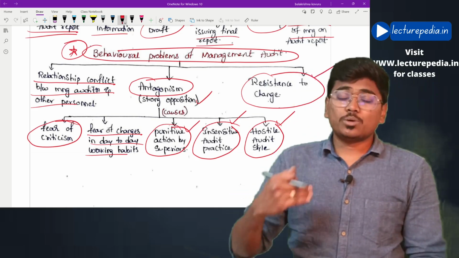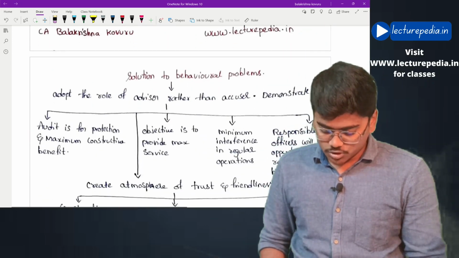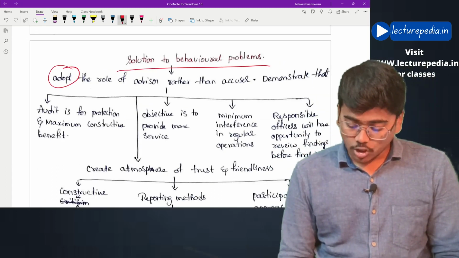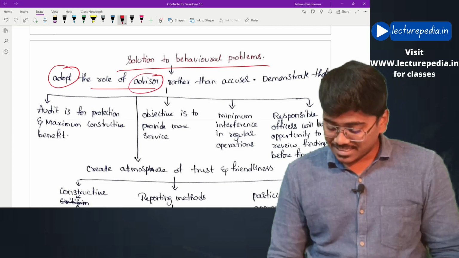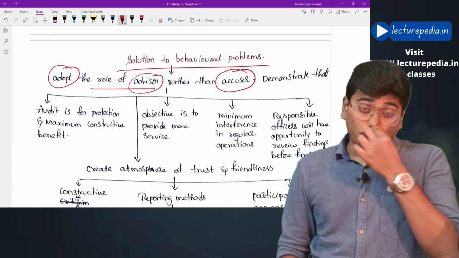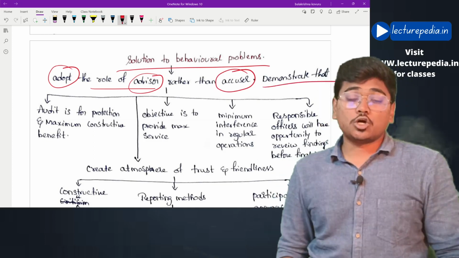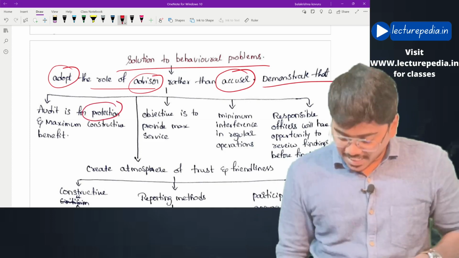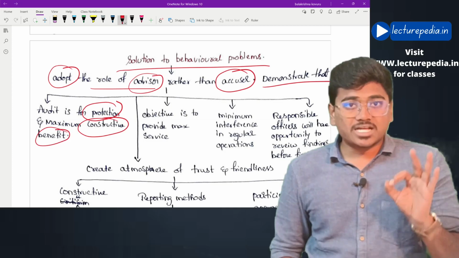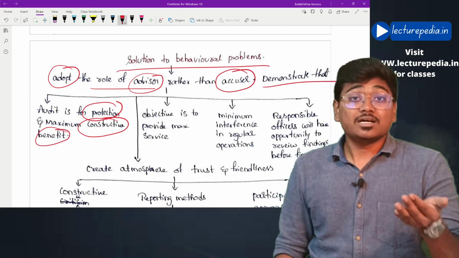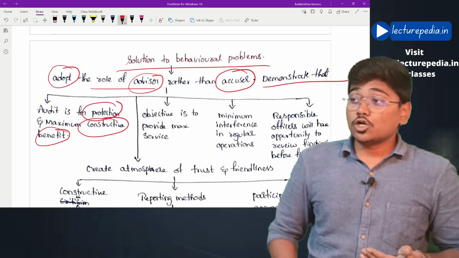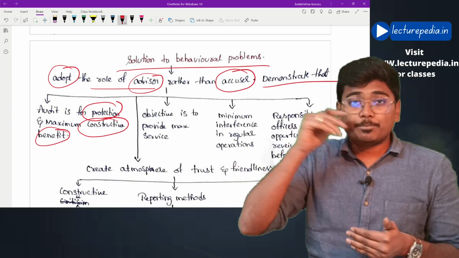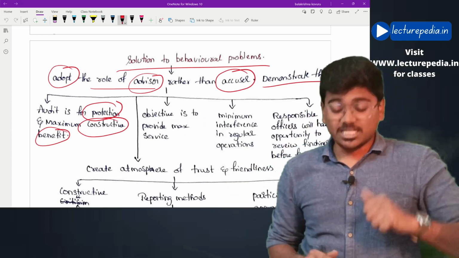Now in order to overcome these behavioral problems, what could be the solutions? Solution to behavioral problems. First of all, the auditor should adopt the role of advisor rather than a criticizer or accuser. And the auditor should demonstrate to the employees of the organization that the purpose of audit is to give protection and to constructively benefit the organization. This is the purpose of audit. My purpose is not to criticize you. Instead, my purpose is to improve the performance in the organization. This has to be demonstrated.